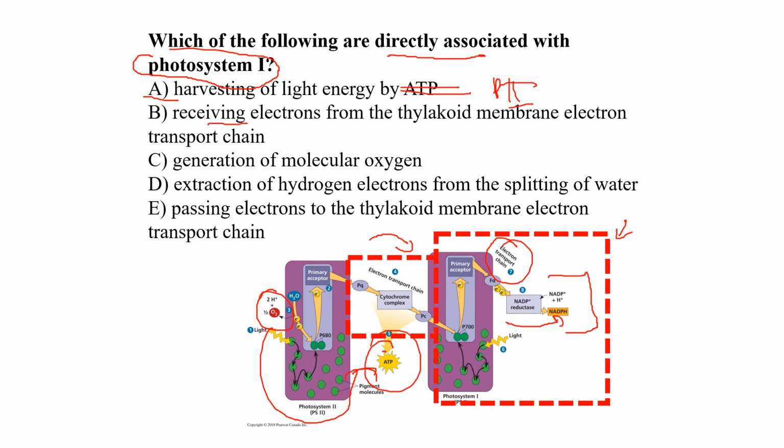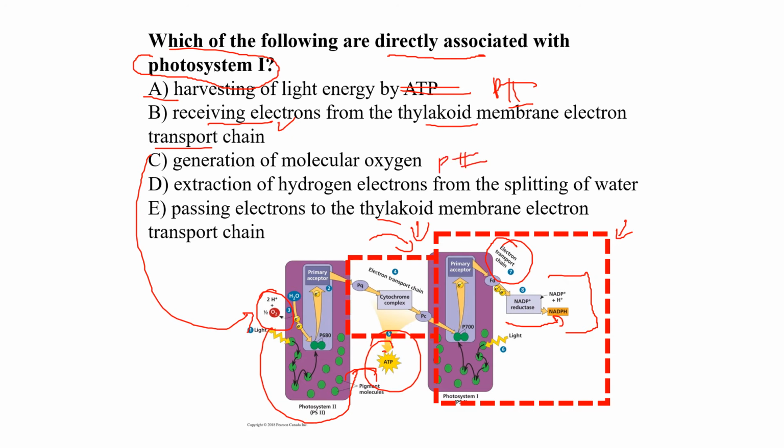B, they are receiving electrons from the thylakoid membrane, from the thylakoid transport chain. This happens here, so this can be correct. Generation of molecular oxygen, no, this happens here, so this is in photosystem 2.